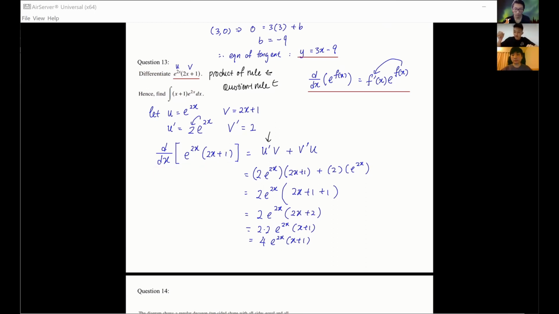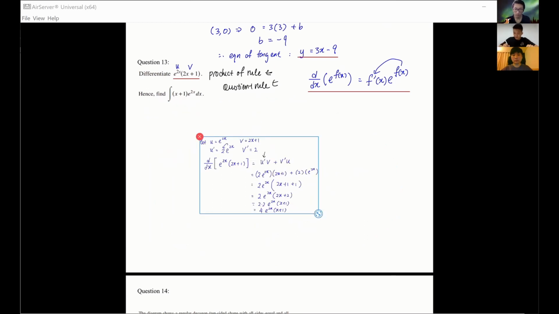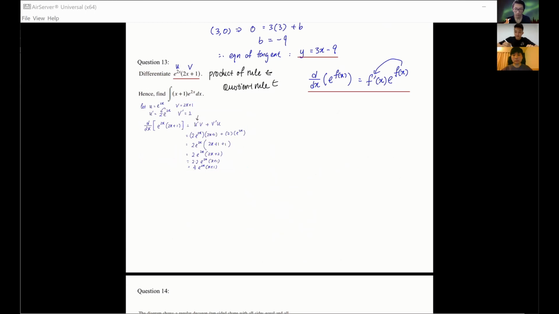Now, this is just the first part. I'm gonna zoom this down. Now, the second part, we are asked to integrate this. Now, don't be terrified. Whenever you are asked for the first part and then you say hence, it means immediately you know this question requires this part, okay? It requires the solution for the first part.